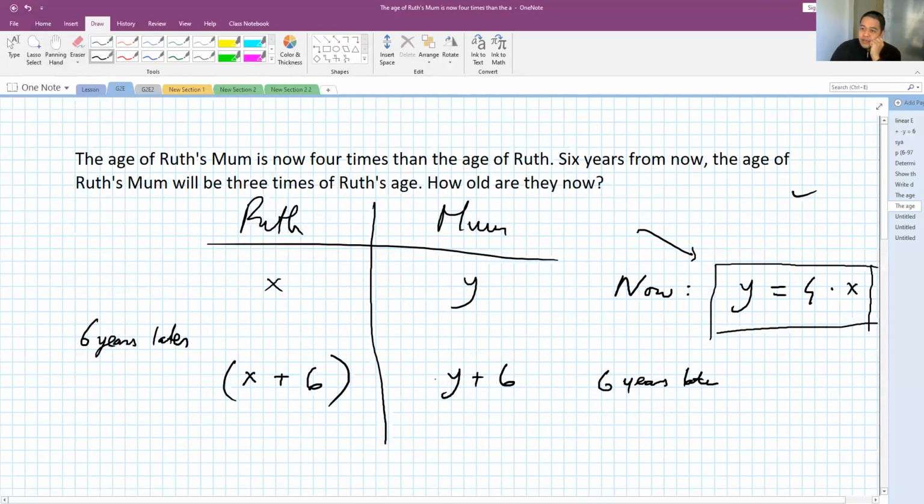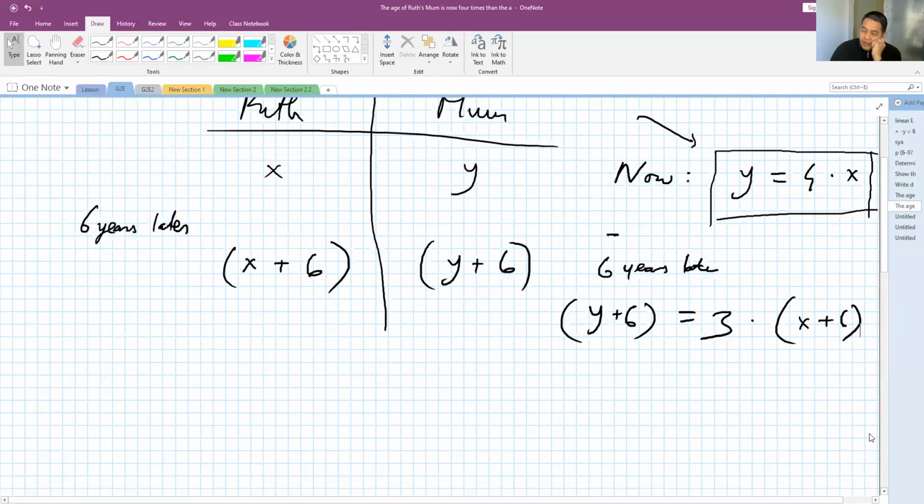For example, the age of Ruth's mom, this number, Y plus 6, is equal to 3 times Ruth's age, so that number, X plus 6. So you see now, we can simplify the second equation, when you open up the bracket, here's what we get. And this is what actually happens.